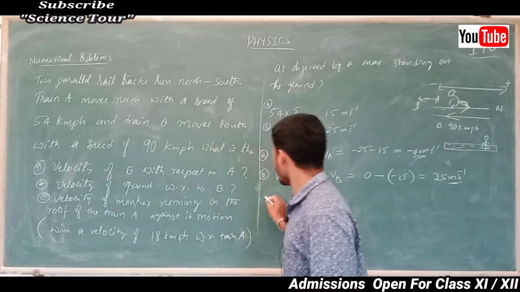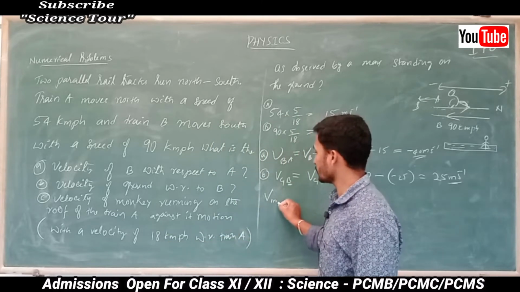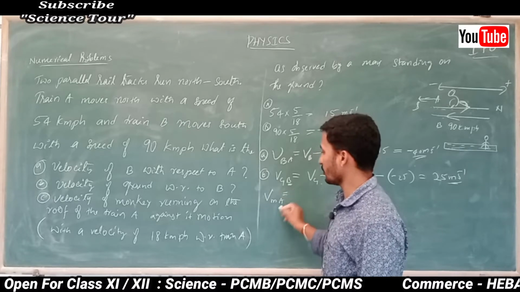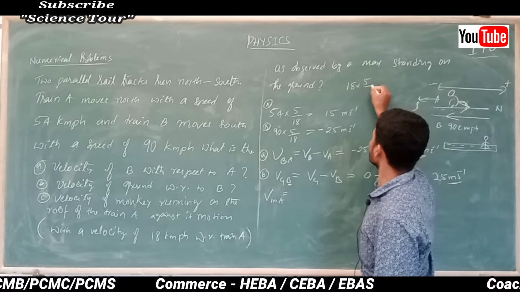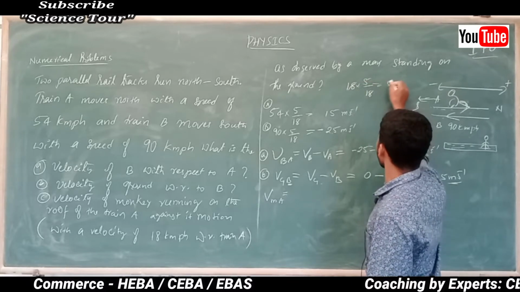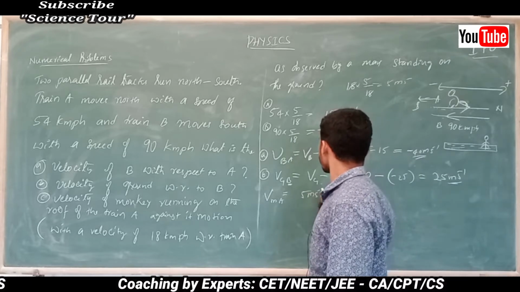Velocity of 18 km per hour. Velocity of monkey with respect to train A is how much? 18 km per hour means how much? 18 times 5 by 18, which is equal to 5 meter per second.